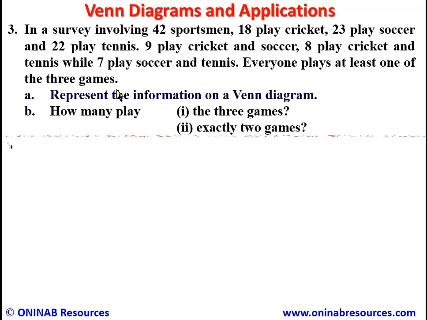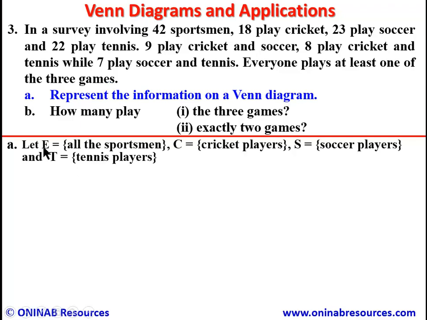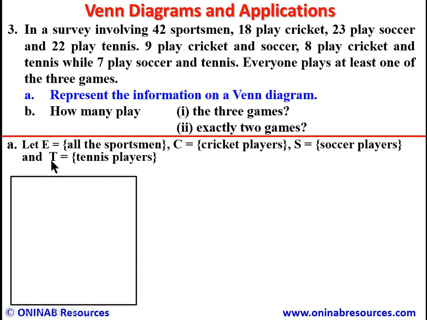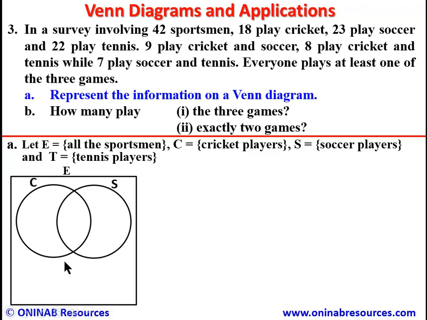So we go ahead to start the solution of the problem from A by representing the information on the Venn diagram. So we are going to use E to represent all the sportsmen, C to represent cricket players, S to represent soccer players, and T to represent tennis. Our rectangle is the universal set. Our C is the circle, the second circle is S, and the third circle is tennis.